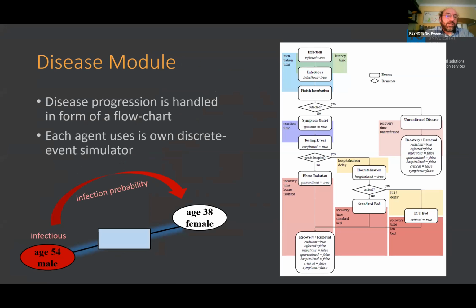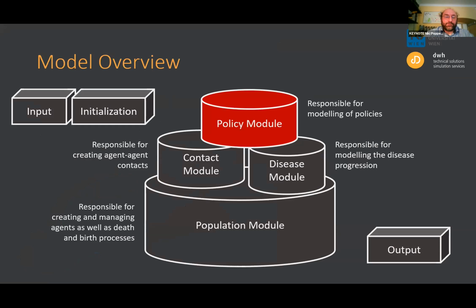So the structure is that every agent has his own discrete event simulator. So we have 8.9 million discrete event simulators. And you can see we have, of course, to parameterize these pathways of patients. And then we can, in the case of a given infection, model based on age-dependent information the progress of the illness.